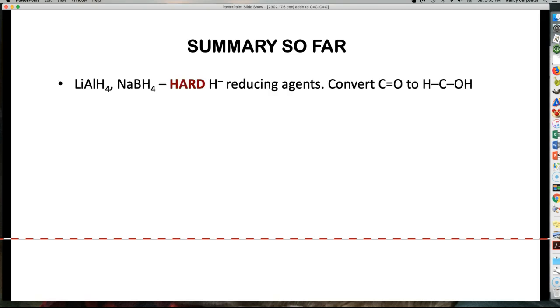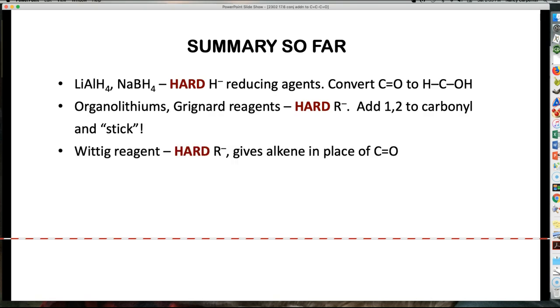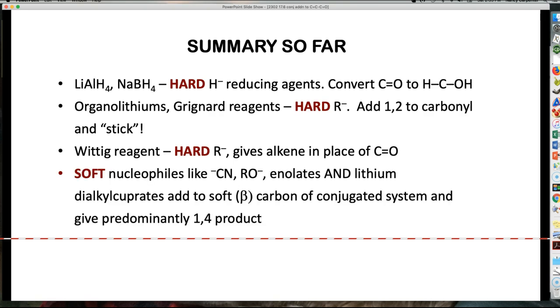Whew! Alright, let's quickly summarize what we've done so far. We know that hydrides are hard reducing agents. They reduce carbonyls to alcohols. Organolithiums, Grignard reagents, very hard organometallics. They add 1,2 to the carbonyls quickly and stick. They're irreversible, 1,2 all the way. Turns out the Wittig is also a hard nucleophile, and it gives the alkene in the place of the CO.